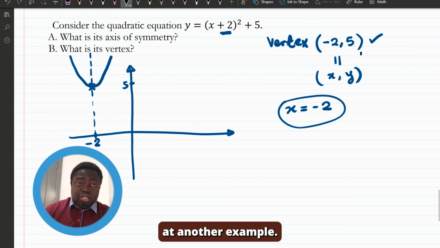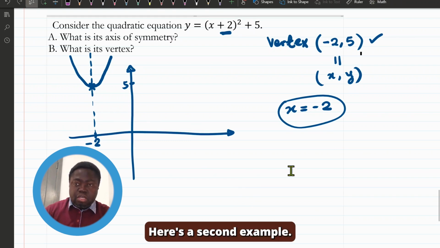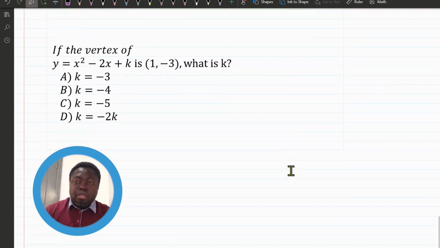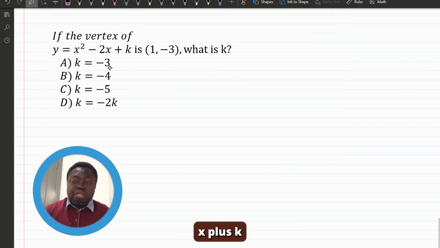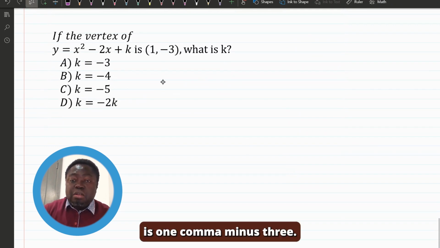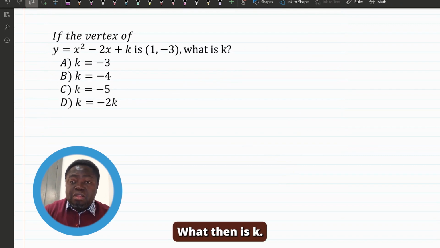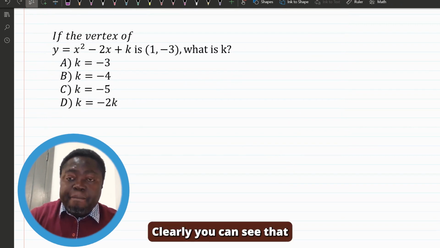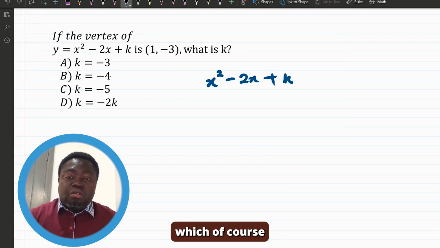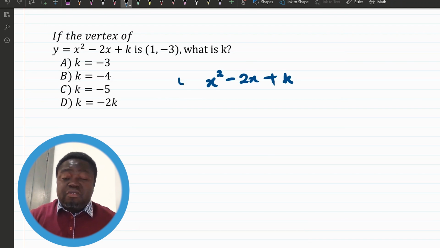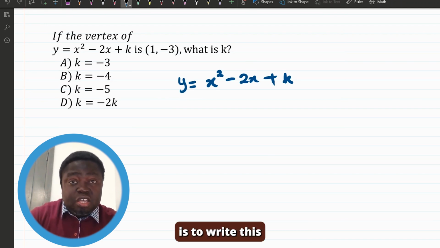Let's take a look at another example. Here's a second example. And it says if the vertex of y equals x squared minus 2x plus k is 1, -3, what then is k? Clearly you can see that we have x squared minus 2x plus k, which of course is not written in vertex form. And the first thing we want to do is to write this in vertex form.